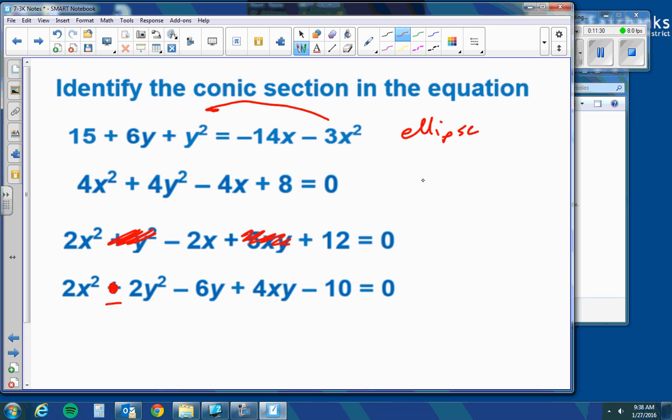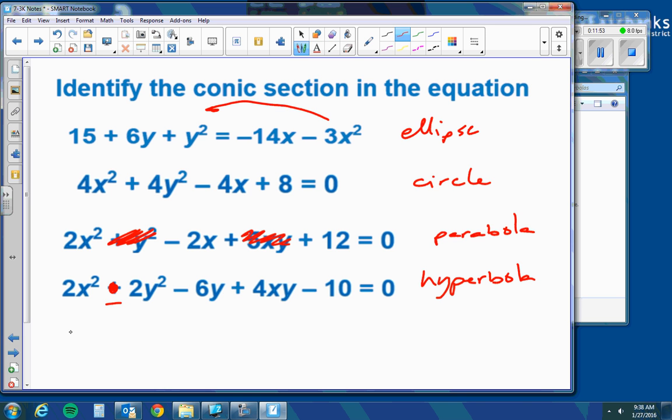The next one, circle, because they're exactly the same coefficient. Next one, parabola, because it doesn't have both x squared and y squared. And the last one, they're not the same. They're opposites, right? So hyperbola.